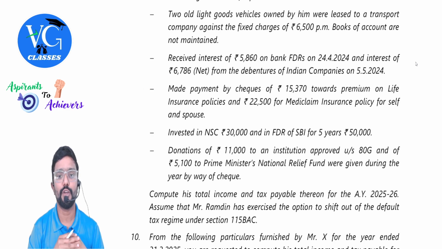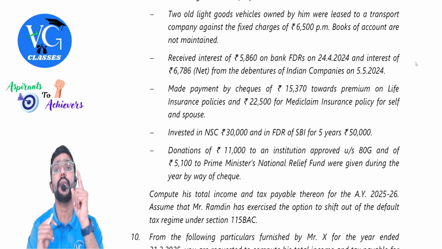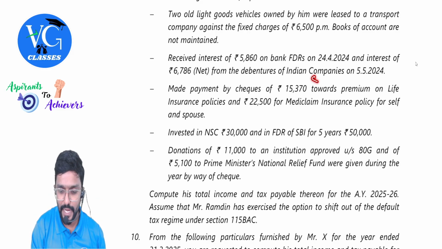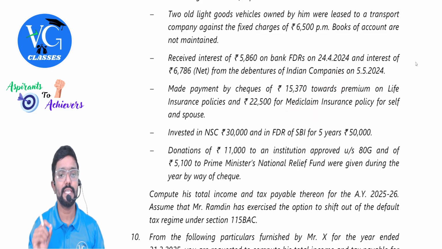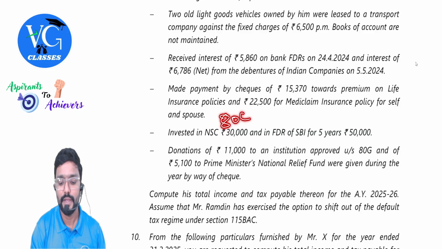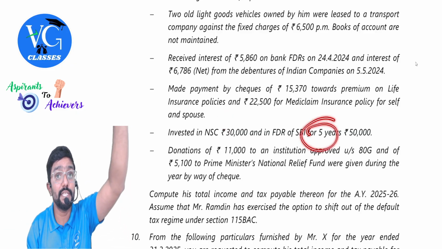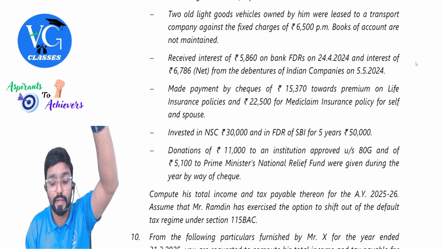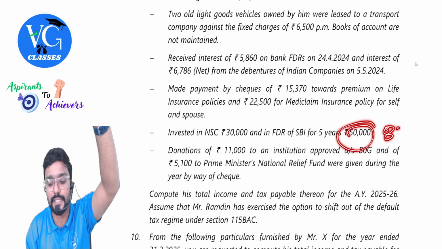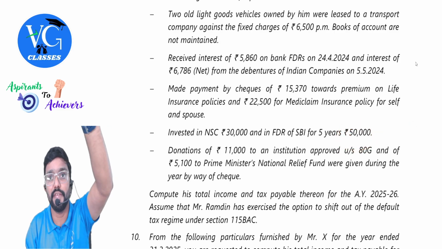Made payment by cheque of 15,370 towards premium on life insurance policies, 80C deduction, and 22,500 for mediclaim insurance policy for self and family, 80D. This is 80C and this is 80D. Invested in NSC, 80C, and FDR, that is FD of SBI for 5 years. Condition is minimum 5 years. Okay, now can we claim for FD? Yes, 80C. Minimum condition is 5 years.